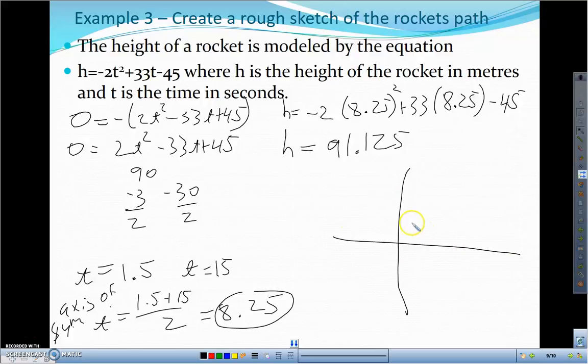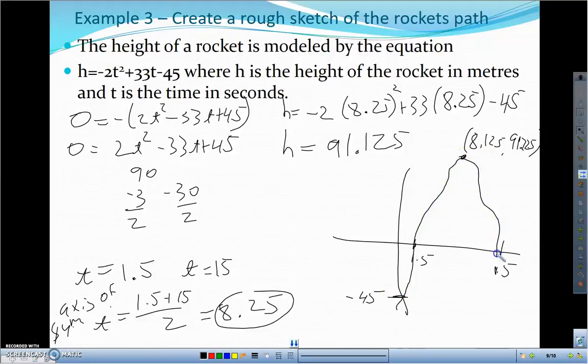I can create a rough sketch. I know that my y-intercept is minus 45. That's down here. I know that my roots are at 1.5 and 15. And I know that my vertex is going to be 8.25 and 91.125 all the way up here. And so, to create a rough sketch, I've got the key characteristics here. Ooh, it's a horrible graph. Yeah, let's see if you guys can do better with a Mobi.